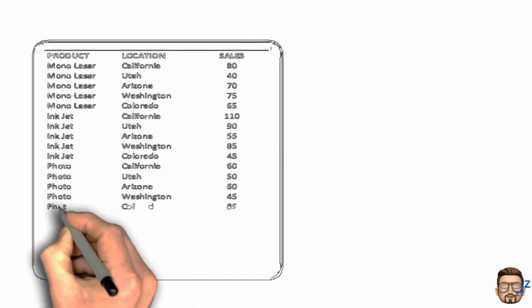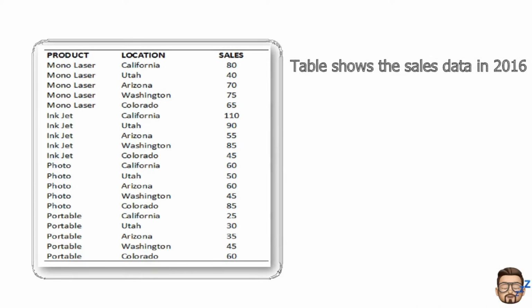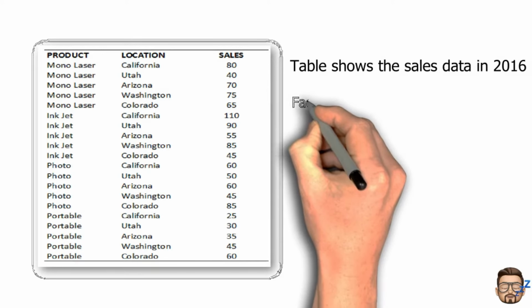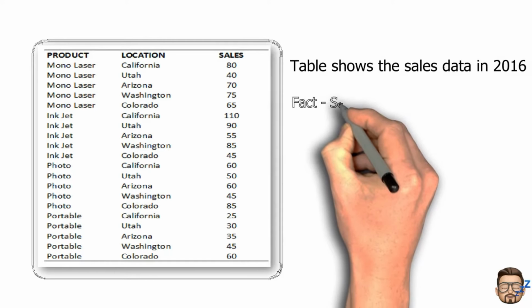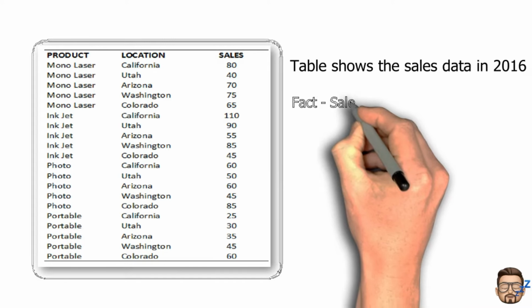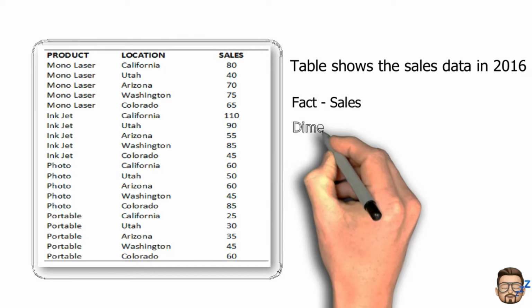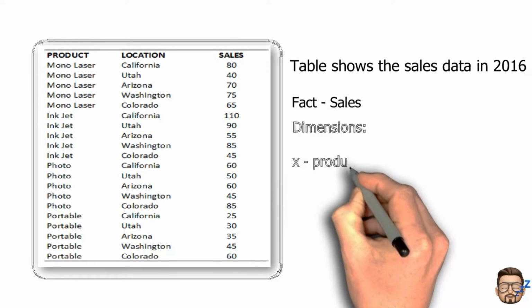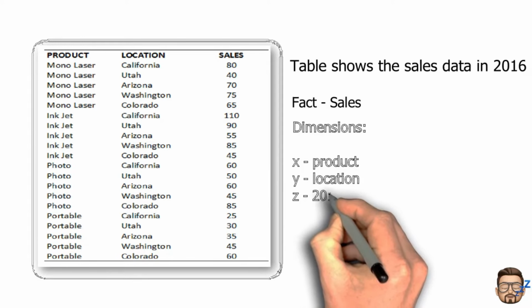Now, let's take a look at this example on how to draw a data cube. The table on your screen shows the sales data in 2016. First, find a fact table or measure. As we know, a fact table is something numeric. In this example, the fact or measure is the sales. Then, determine the dimensions. Since it is sales data in 2016, the Z dimension has to be 2016. For X, you can choose any descriptive data from the table. In this case, I choose product as the X and location as the Y.